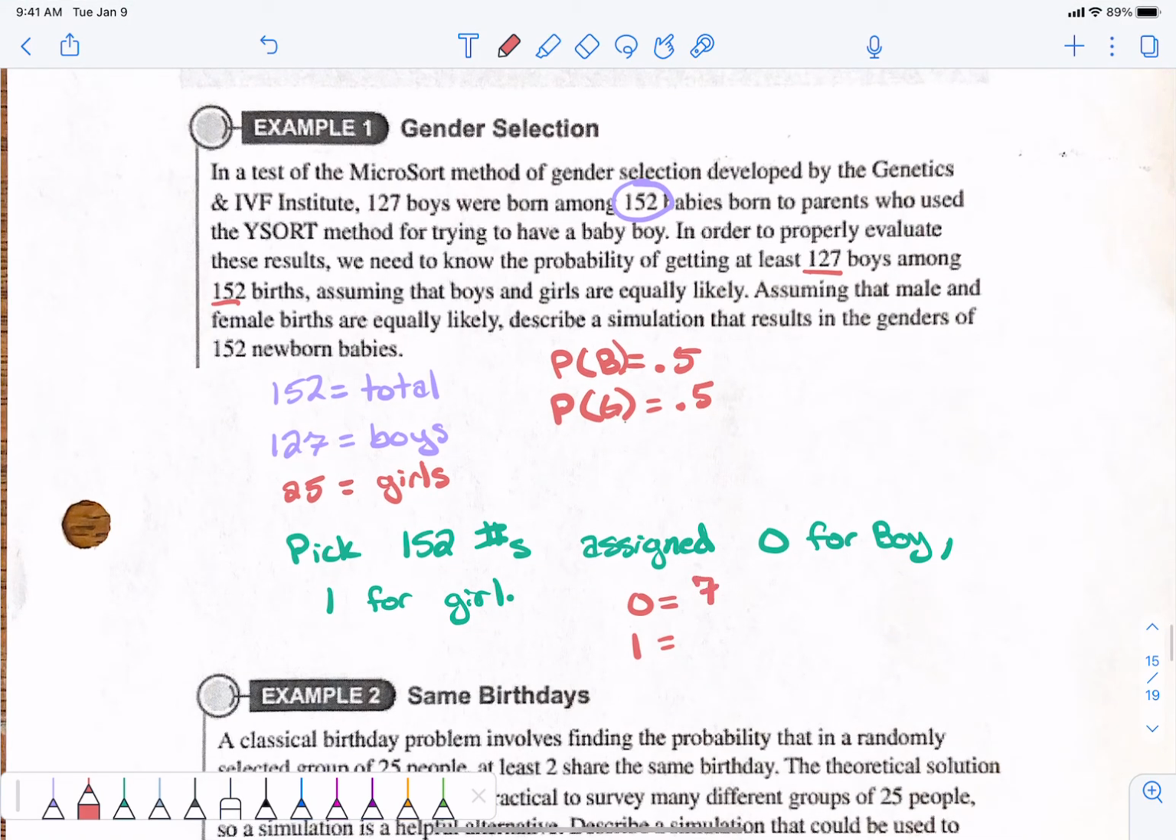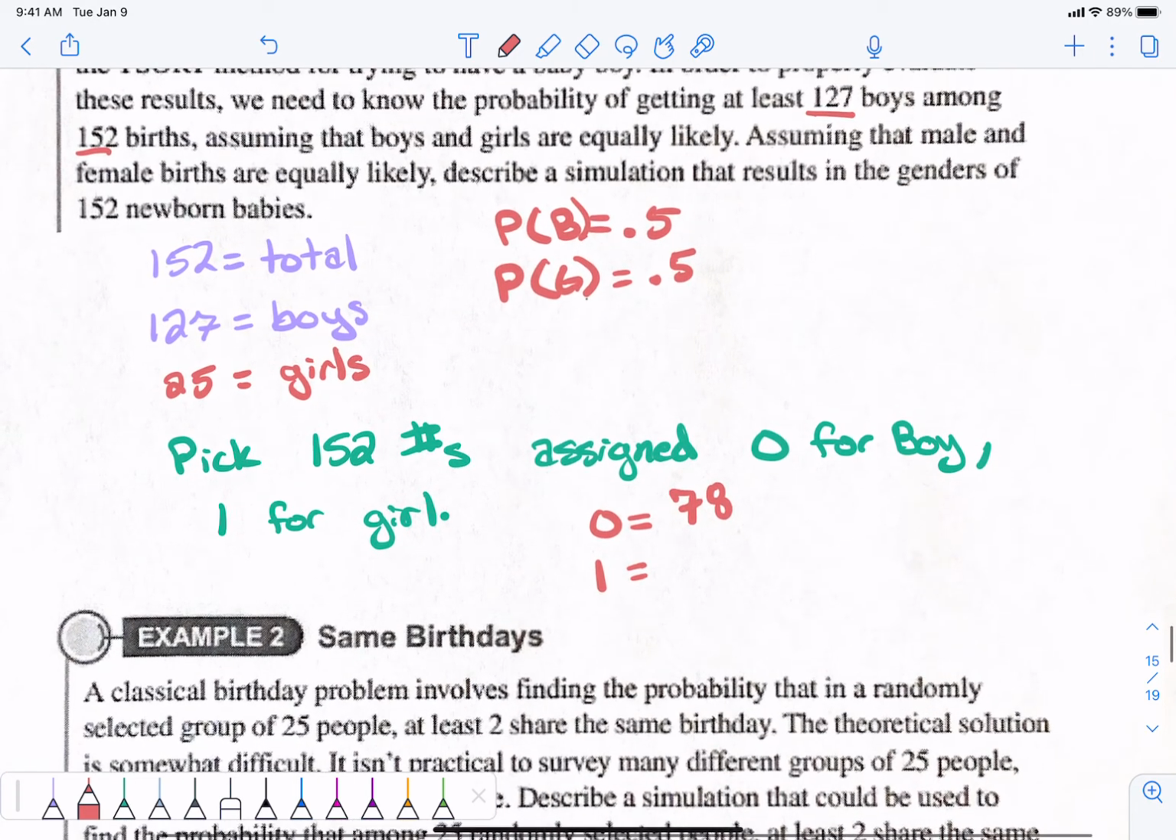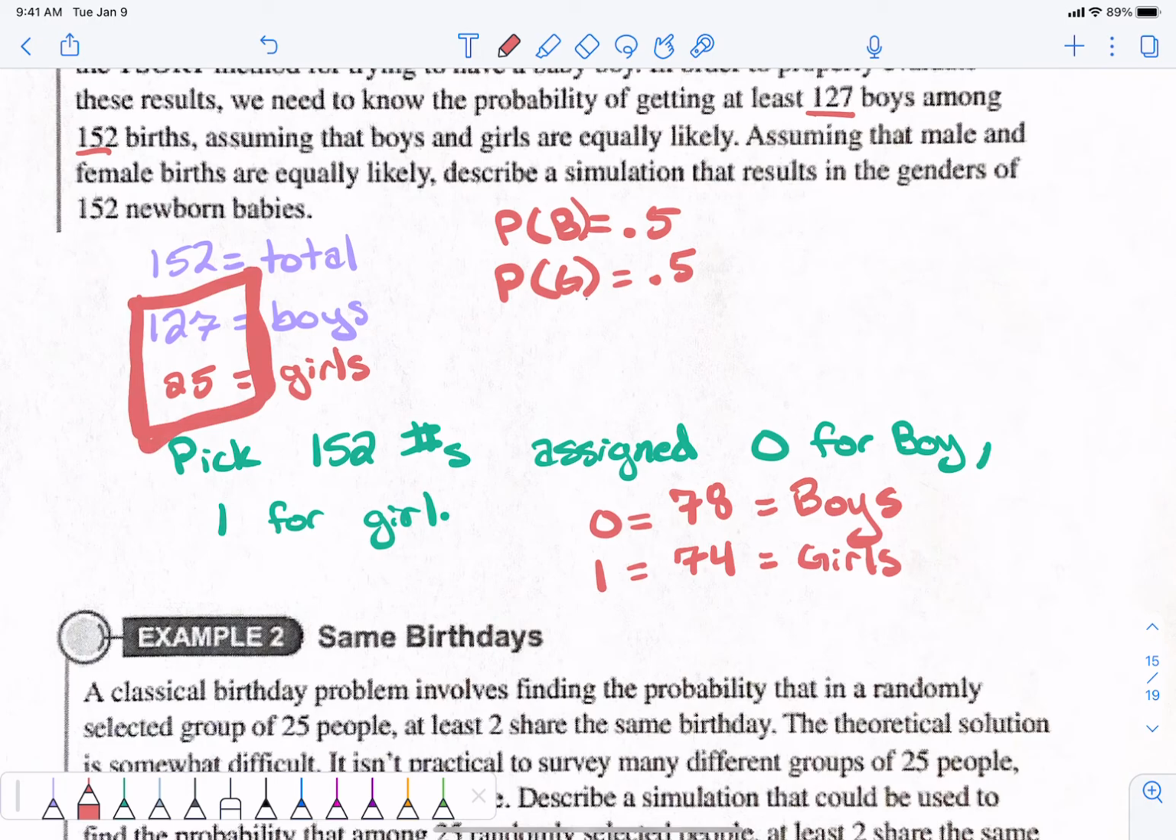That means that out of this simulation, we got 78 zeros, which means 78 boys. And how many girls then? We could go back through and count the ones, but that would be kind of silly. We would have 74 girls. That's a pretty even split. 78, 74, that's not too bad of a split. So if that was our result for the simulation, having a 127-25 split is going to be really crazy in comparison to that.